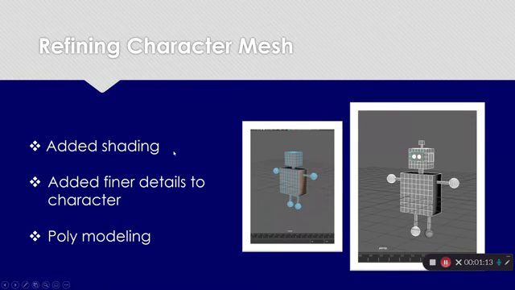Refining the character mesh, I added the shading, and I added finer details to the character such as the eyes, the ears, an antenna, little details like that. But I used the poly modeling shapes on top of the poly modeling shapes. So I just kept layering them.